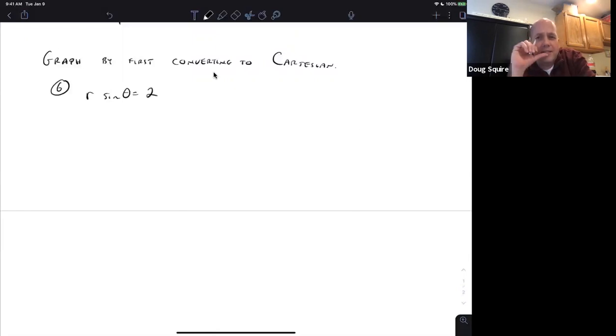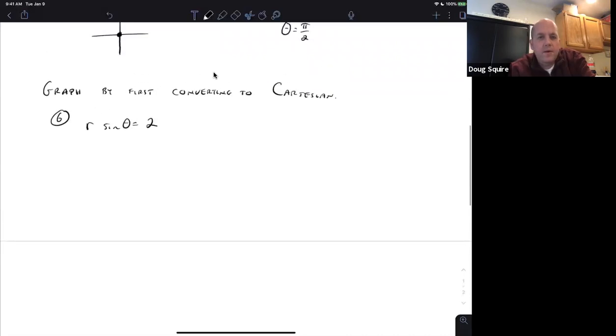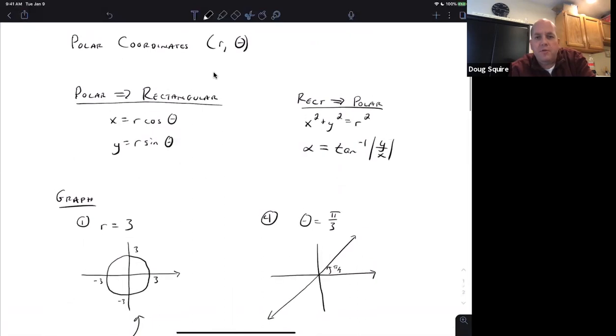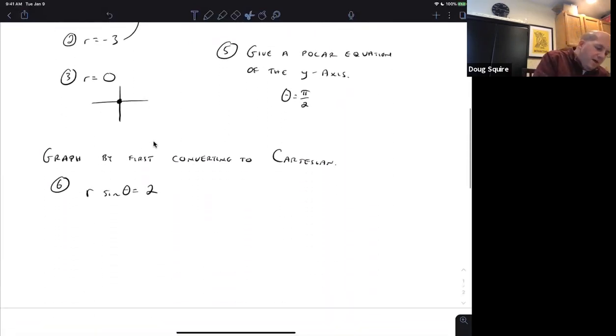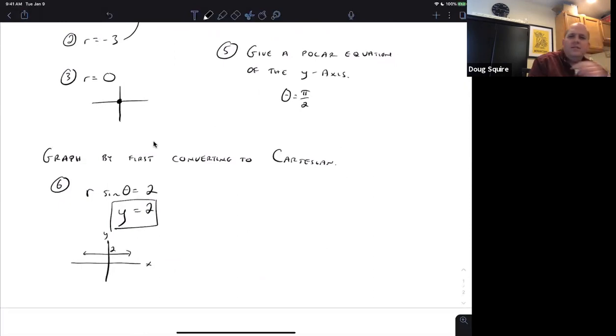Why is this one real easy to convert to x and y? What's r sine theta the same as? Okay, so back up to the conversion formulas, we know that x is equal to r cosine theta and y is equal to r sine theta. So if we're converting to Cartesian coordinates, we can make this y equals 2. That would be the Cartesian equation. And then because it's y equals 2, that would be a horizontal line at 2. Does that make sense?